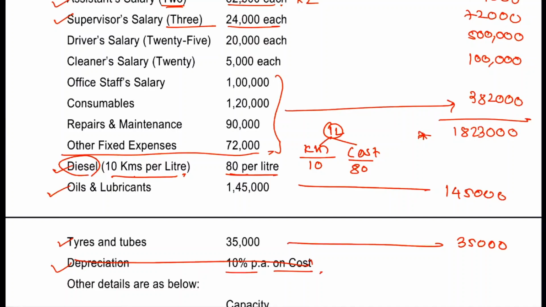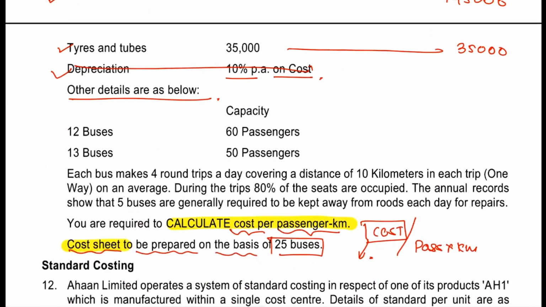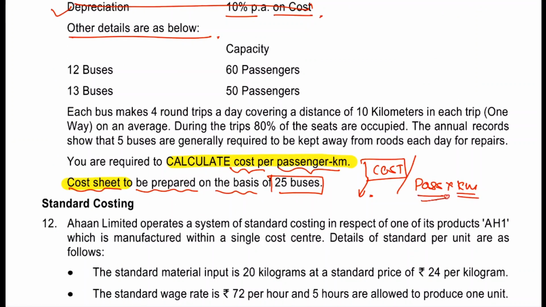Hello. So chalo, other details. Achha, what I am interested is, I am interested in kilometers also and passengers also. Then I will multiply, I will get passenger kilometers. And this cost, it was specifically mentioned कि make it for 25 buses. Hello. थोड़ा थोड़ा जाता है दिमाग में.